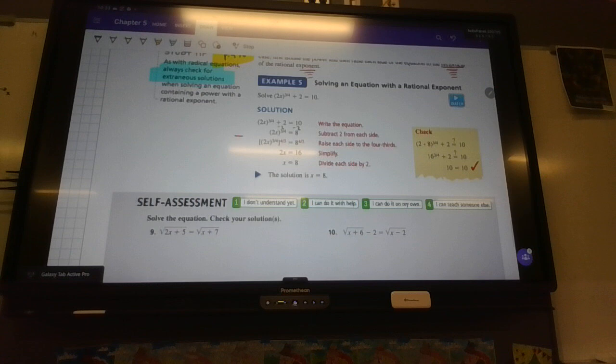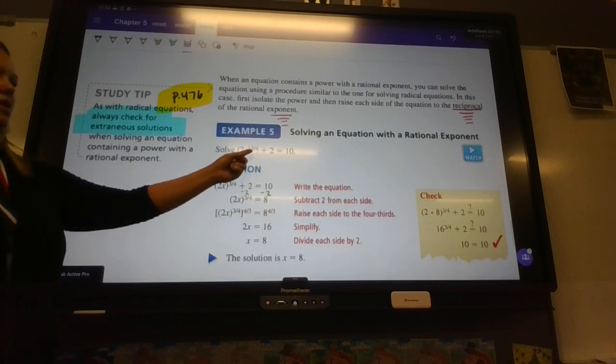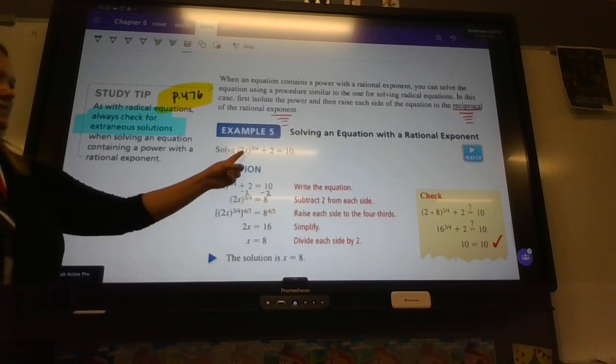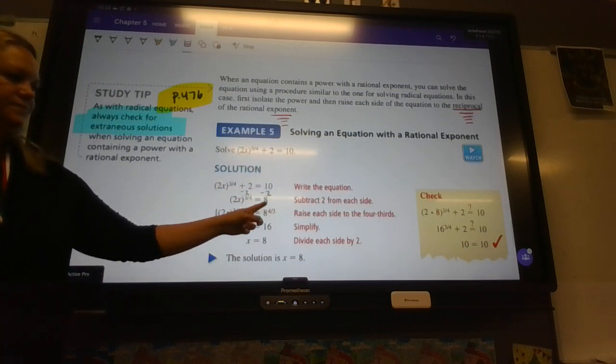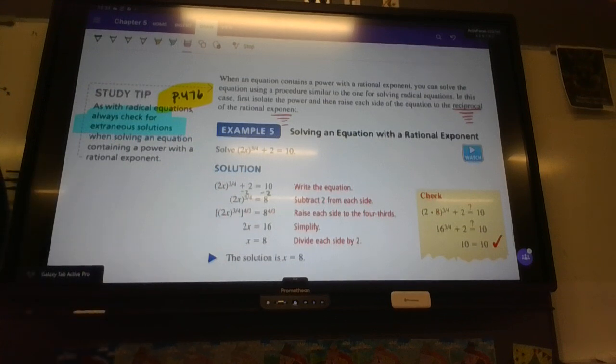There's a beautiful example right here on page 476. When an equation contains a power with a rational exponent, you can solve the equation using a procedure similar to the one for solving radical equations. Isolate the power, raise each side of the equation to the reciprocal of the rational exponent. The reciprocal here is super effective. So look, it's not a radical anymore, but all chapter long we've been saying how these fraction exponents are just like radicals. So the first thing you would do is subtract 2, isolate it. And then what do we do with the 3/4? If you raise it to 4/3, it cancels out.